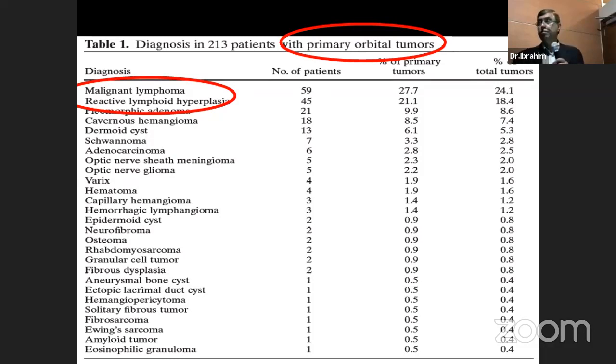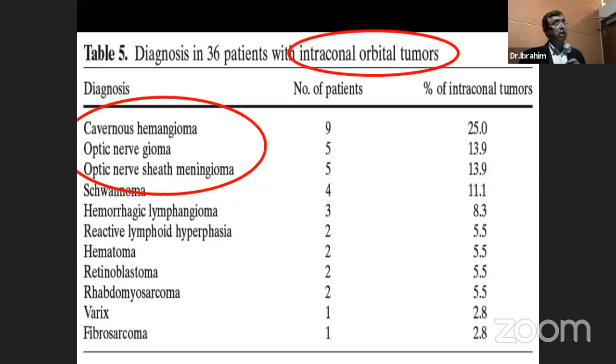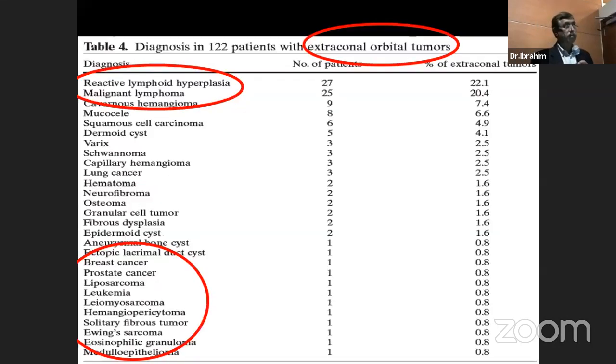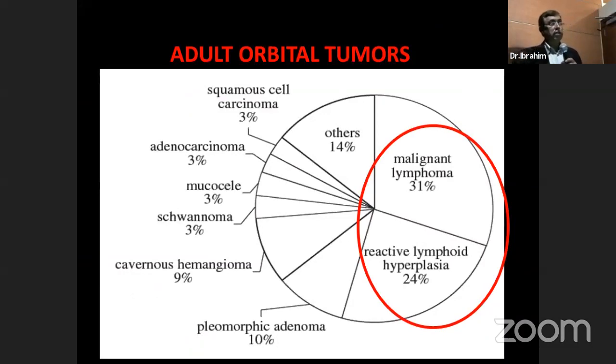What is the commonest? Lymphomas. Lymphomas and lymphoid hyperplasia. What is the commonest in the intraconal orbital tumors? Meningioma, glioma, optic sheath meningioma. What is the commonest in the extraconal? Lymphoid. Lymphoma. People forget about lymphoma. It's there. So if we look generally at what are the adult orbital tumors, malignant: lymphoma, malignant hyperplasia, and pleomorphic adenoma, adenocarcinoma.